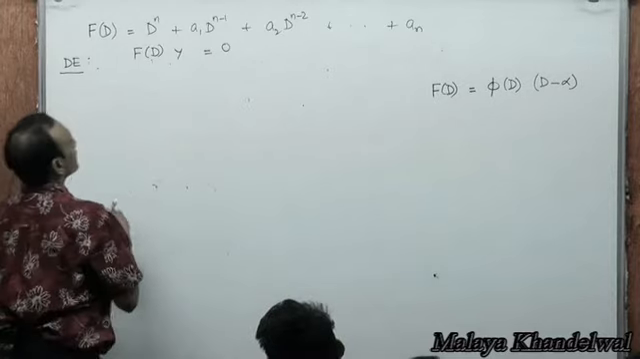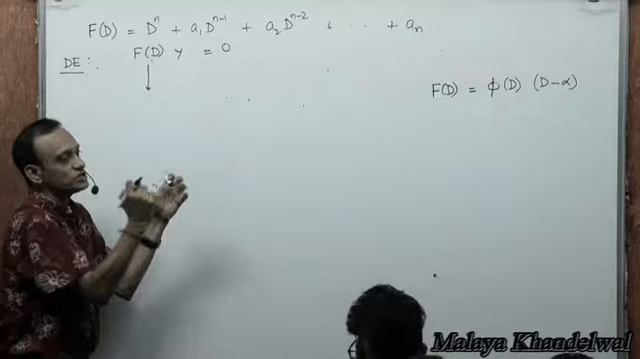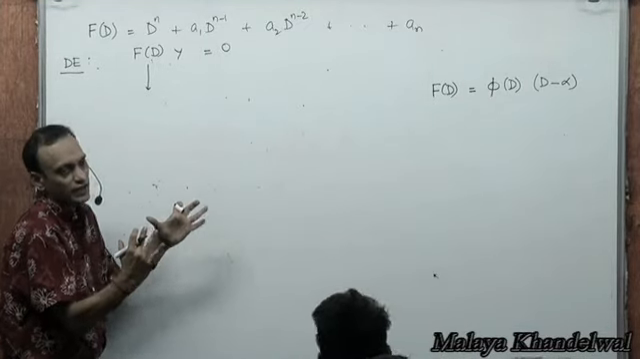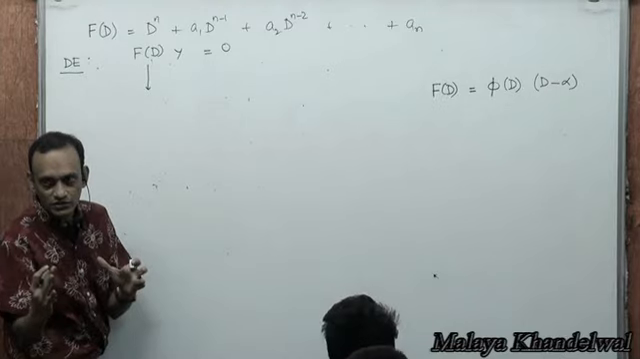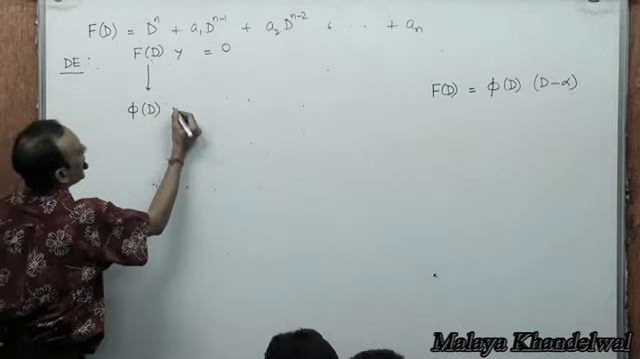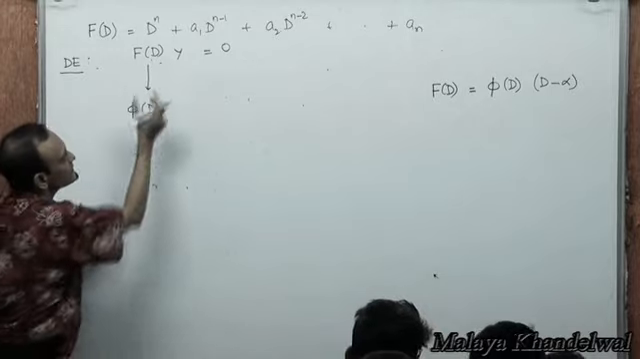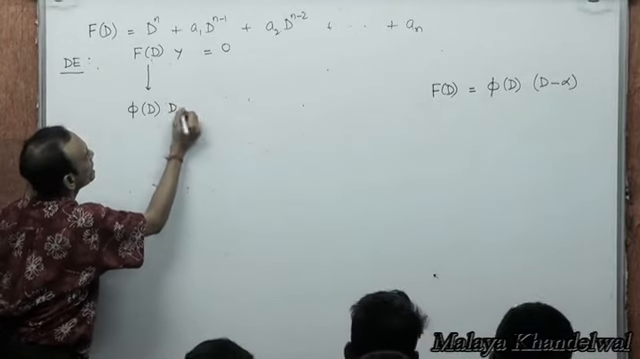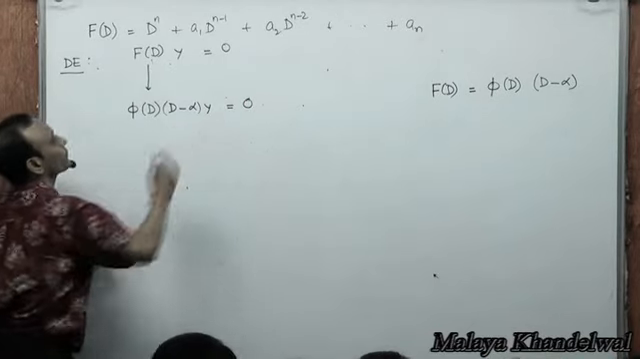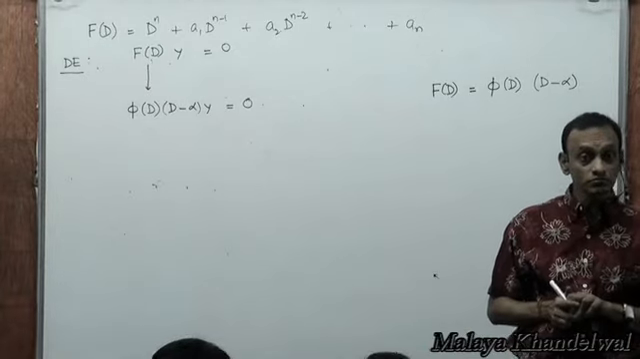So my differential equation is, now for a moment, I have the luxury to break it up into factors. Phi(D) is one factor of f(D) and D minus alpha is another factor. Now let me go to the operator base of this: phi(D) into (D minus alpha) acting on y is 0. That's my differential equation.